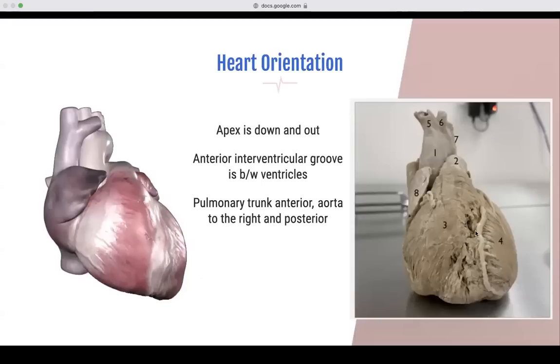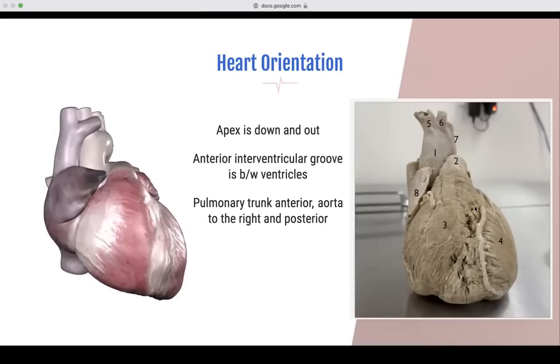Okay, so the first important thing with CVP, and they're probably going to ask you about it for sure, is the orientation. Even if they don't ask you directly, you need to understand it so that you can memorize and visualize the heart in your brain. Whenever you look at any image, model or diagram of the heart, you need to orient it. The proper orientation is that the apex is down and out, so inferiorly and more to the outside. The anterior interventricular groove is between the ventricles.